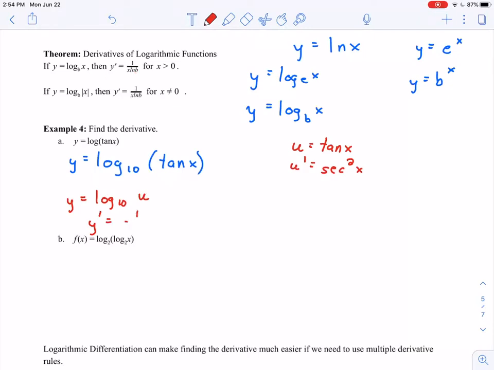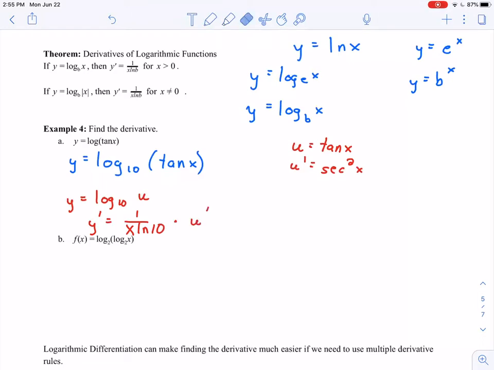So this will be 1 over x. Again, this part hopefully reminds you of the derivative of y equals natural log of x. The only major difference is that in the denominator, we have a factor of the natural logarithm of our base. Our base this time was 10. So times natural log of 10 times u prime for our chain rule.